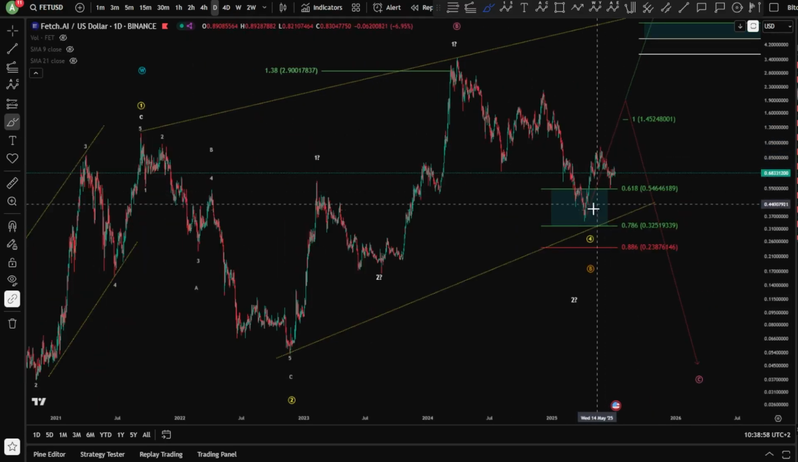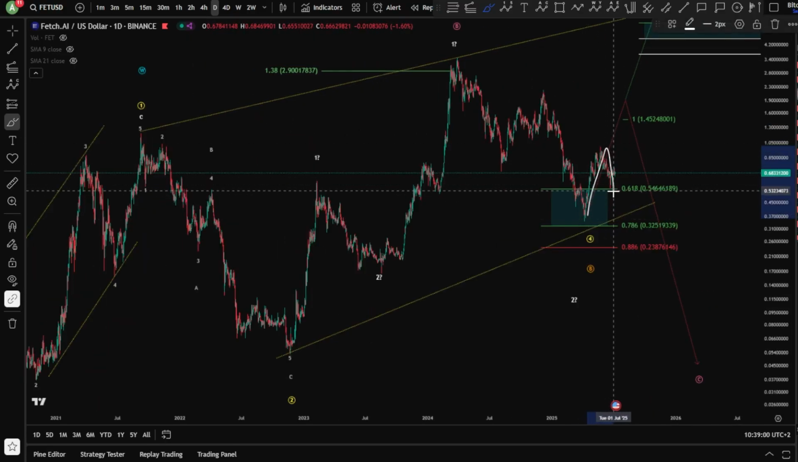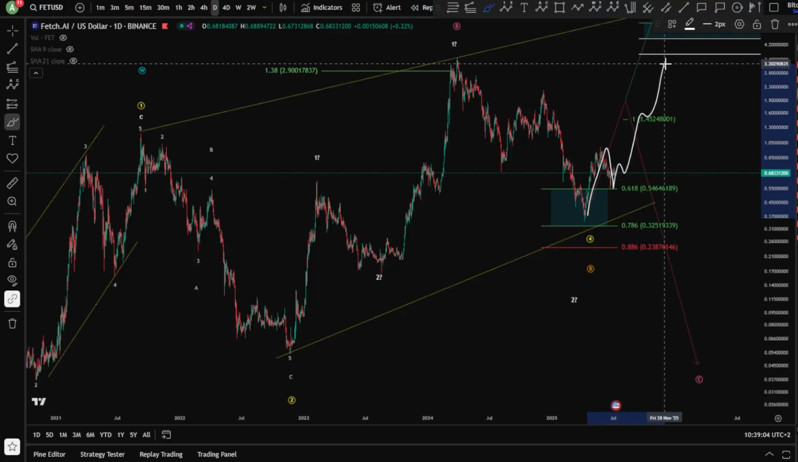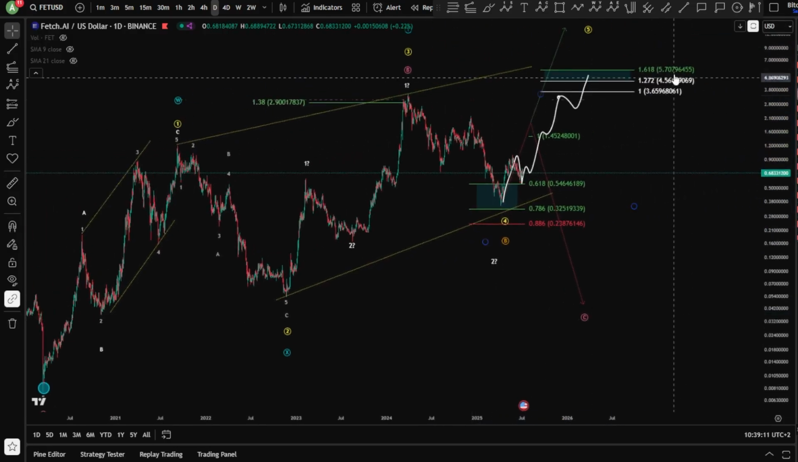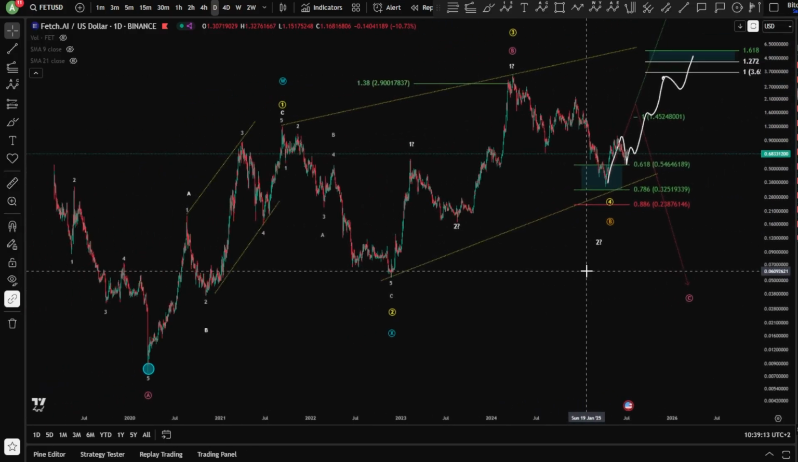And that means, of course, we might be in a 1-2 formation here. We would like to see 1, 2, 3, 4, 5, simply a continuation for wave 3, 4, and a 5 impulse toward the upside to reach the 1.618 here, $5.7 in an ultimate bullish scenario.